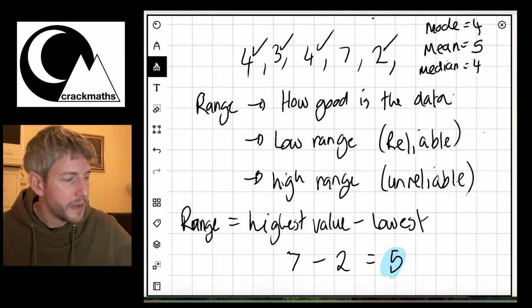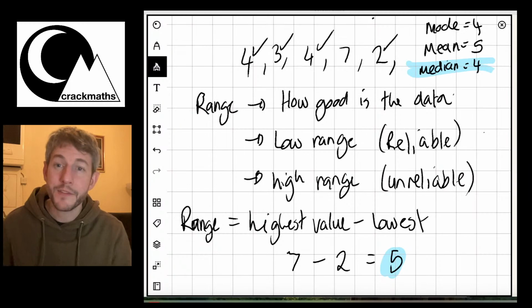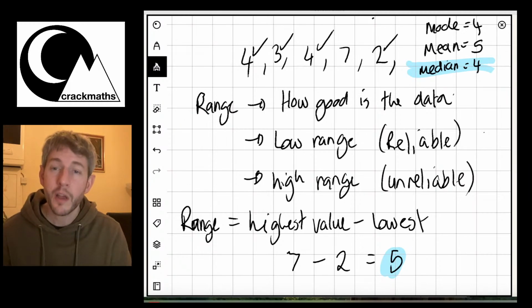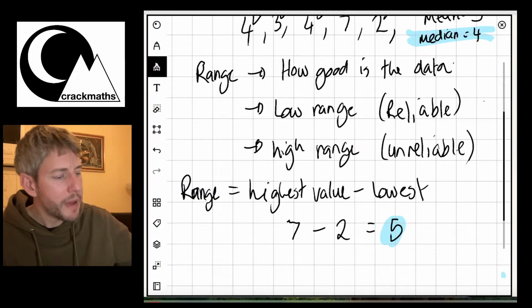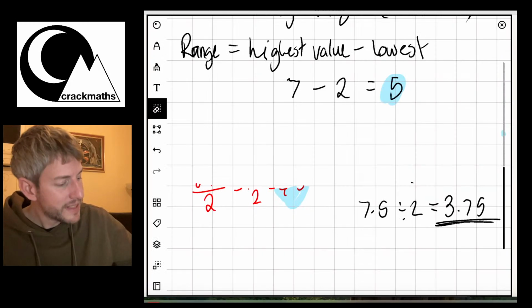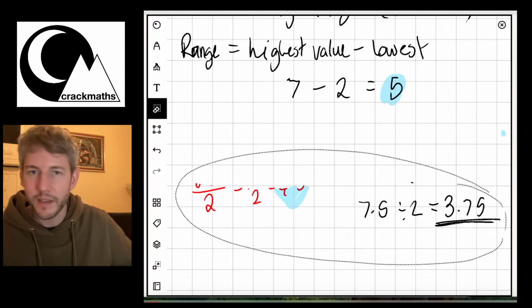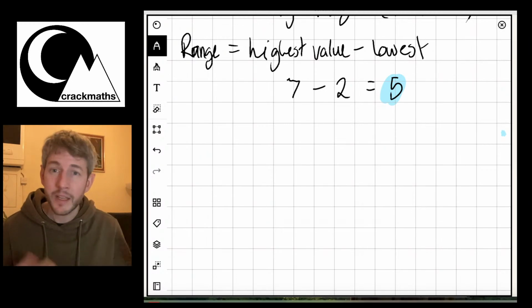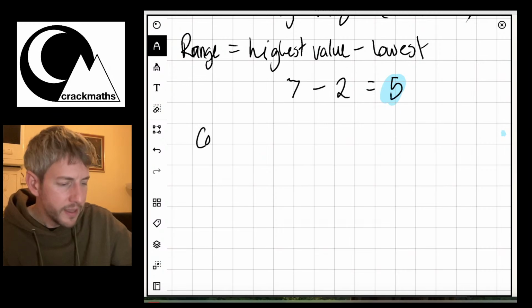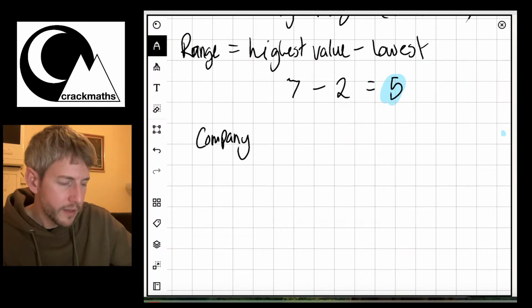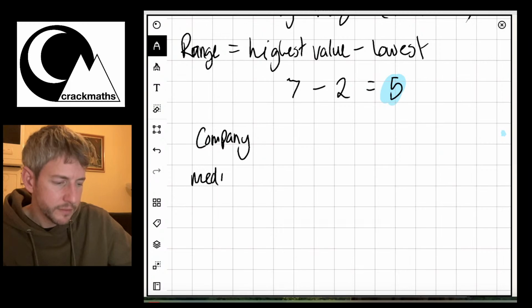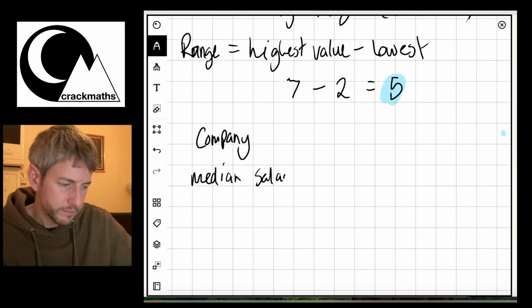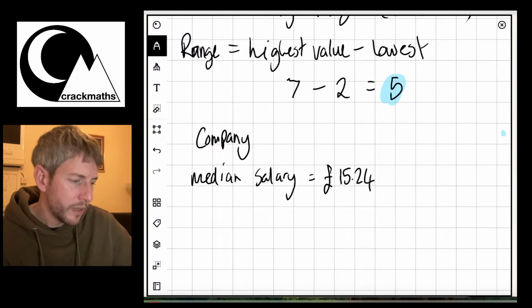So here we go, we've got the median here. And in functional skills maths, there is a particular task which is comparing the medians and comparing the ranges. When you compare the median and you compare the range, you are basically saying who has the higher median, who has the higher range. So the question that you might get for that is, company A, median salary equals £15.24 an hour.